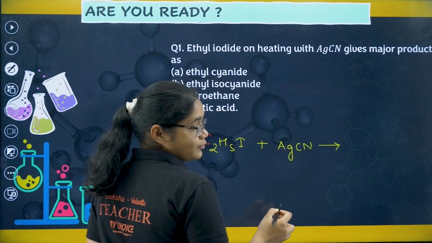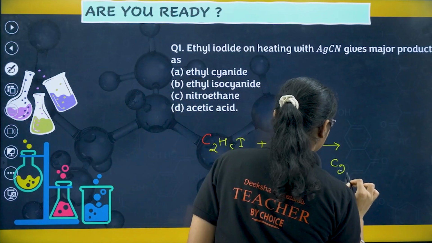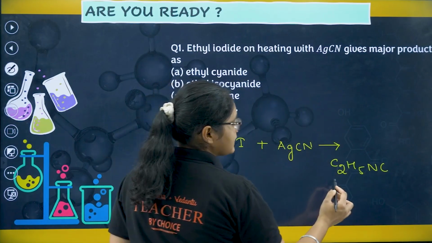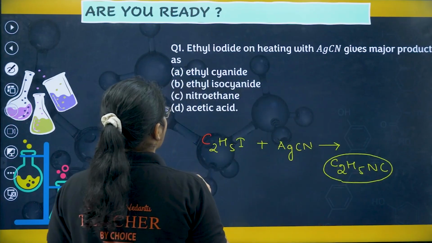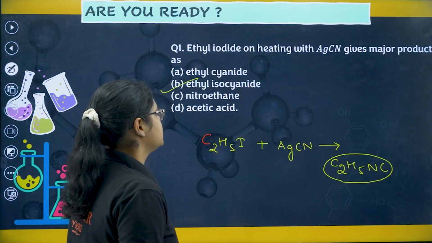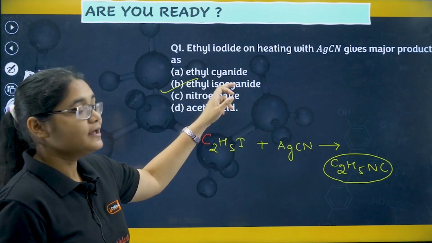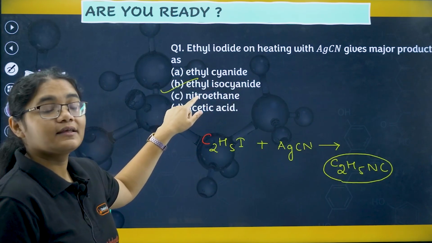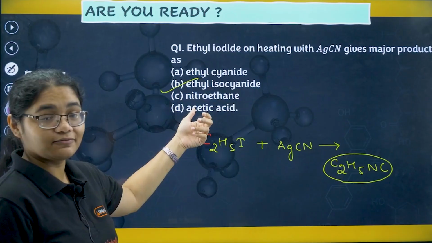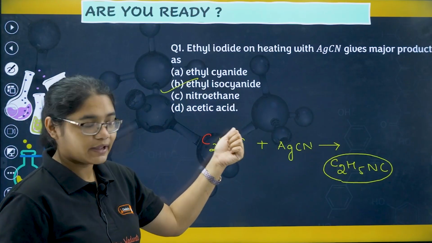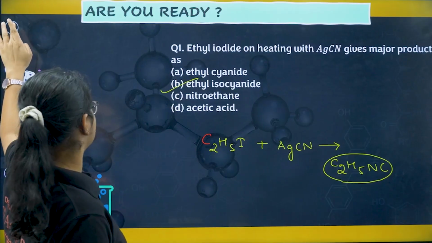Now AgCN, I told you what I will get? C2H5NC. Right, and this is nothing but isocyanide, that is ethyl isocyanide. If it was KCN, I will get ethyl cyanide. If it was AgNO2, then I will get nitroethane. So that is why the answer is option number B.